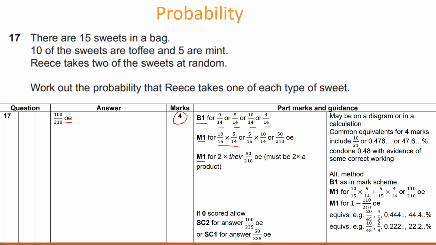You can see over on the right hand side they are allowing common equivalents for 4 marks, so you can use decimals. They have even allowed percentages on this question. I would not recommend using percentages because normally on a probability question they don't like percentages, and it does condone the answer 0.48 for evidence with showing some correct working. Okay, so you do need to show your working out. If you got the answer 100 over 225, you can get 2 marks. If you got 50 over 225, you can get 1 mark.